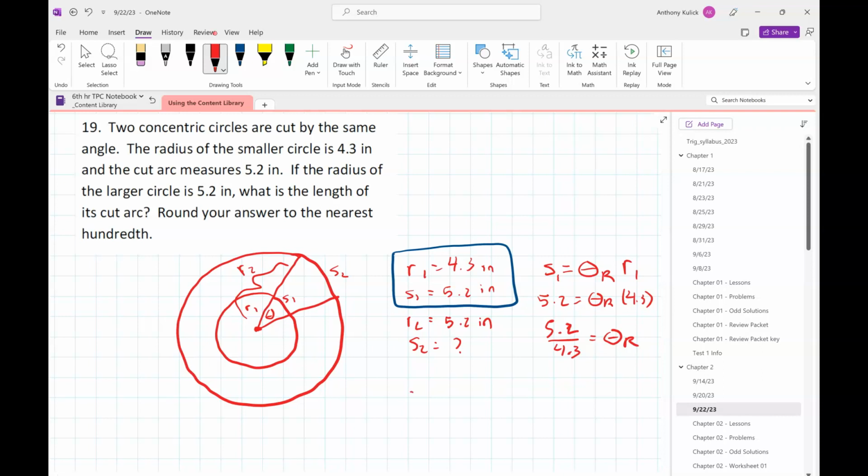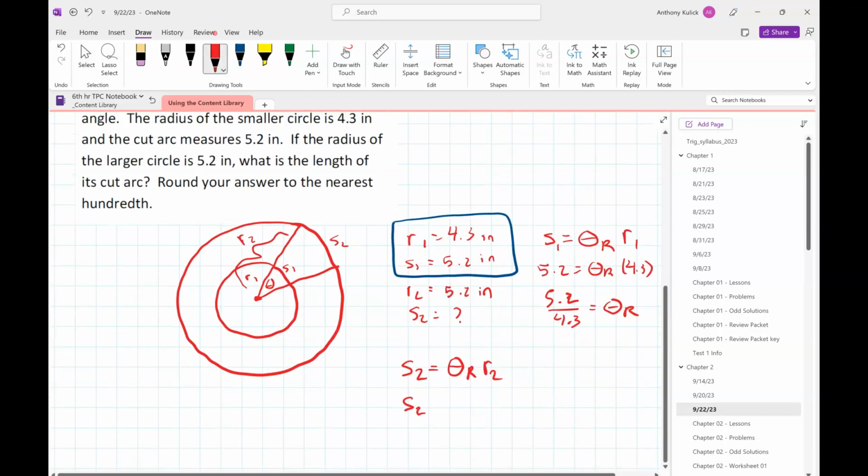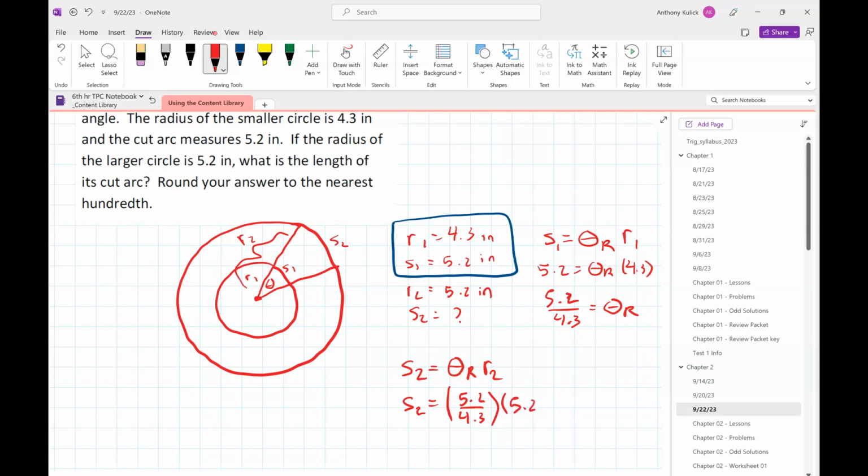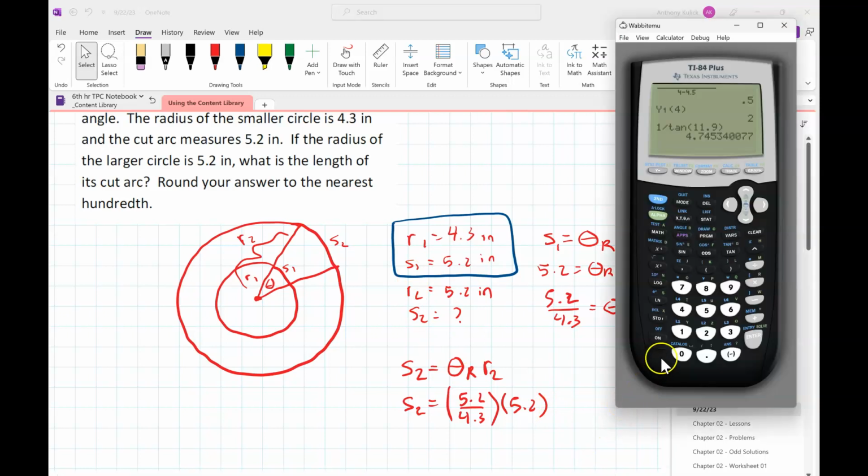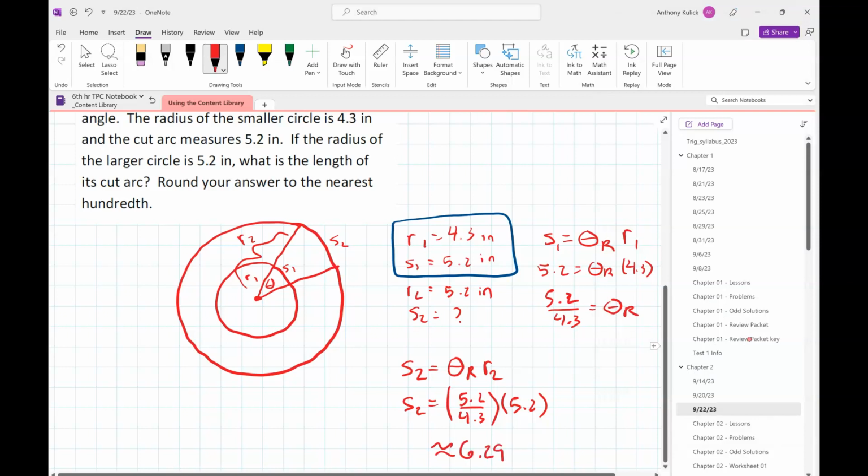So in the big circle, we're looking to find the arc length. And now we have the angle measure for the central angle, and we were given the radius. So again, I'm just going to plug that into the formula, and that's all she wrote. Just calculator time from here. So about 6.29 inches.